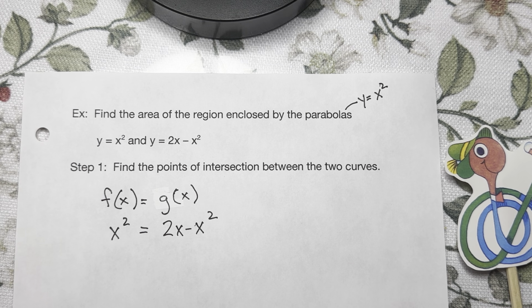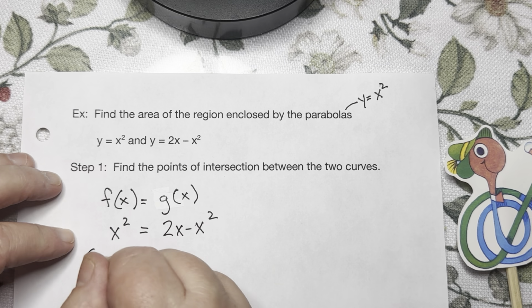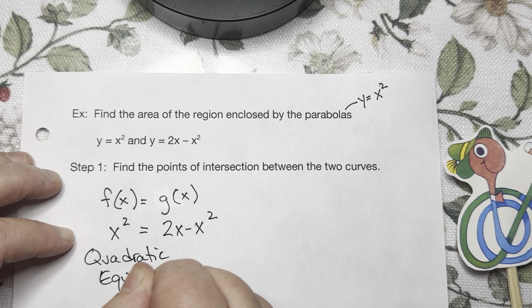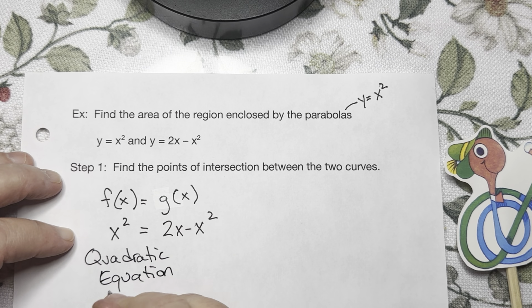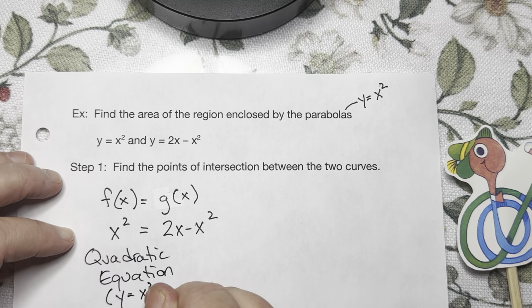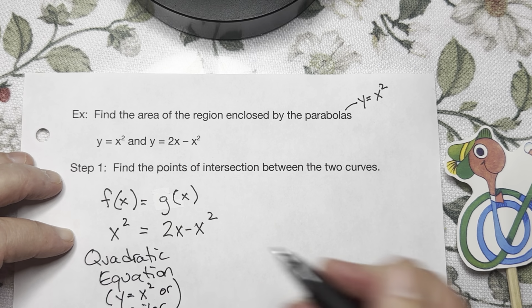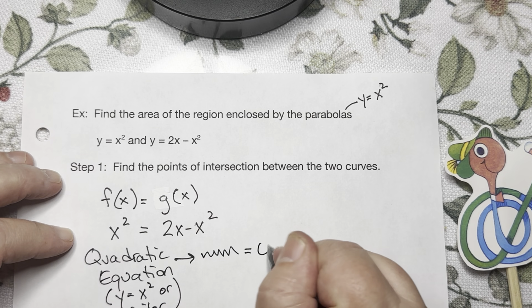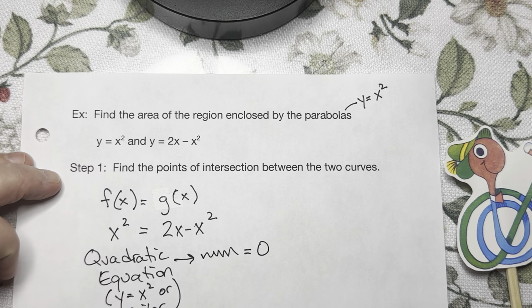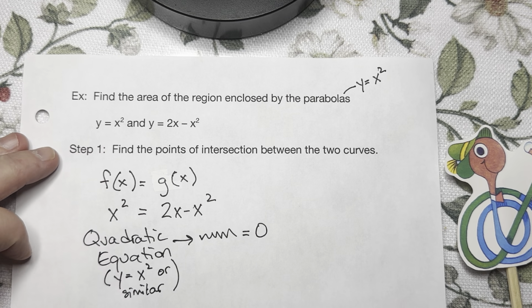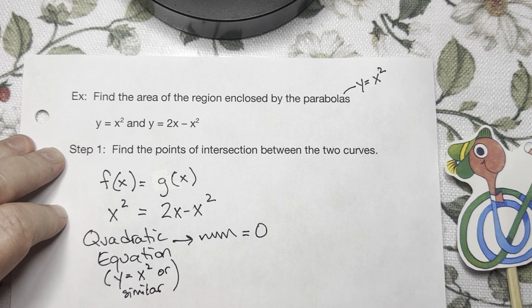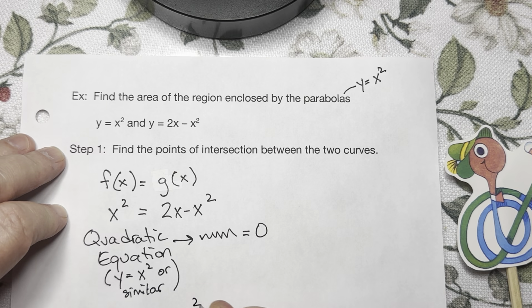But the big thing to remember is if it's a quadratic equation, and that's something along the lines of y equals x squared or similar, then you want everything on one side equals 0 on the other. So you want to solve everything to the left or the right if it's easier. So if I've got x squared equals 2x minus x squared, I'm going to go ahead.